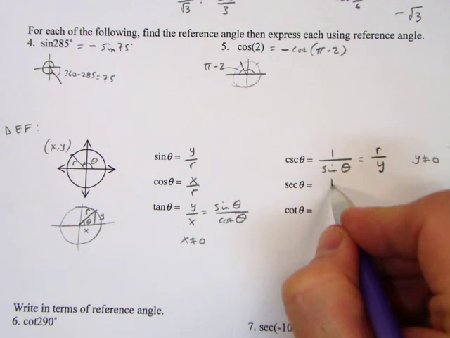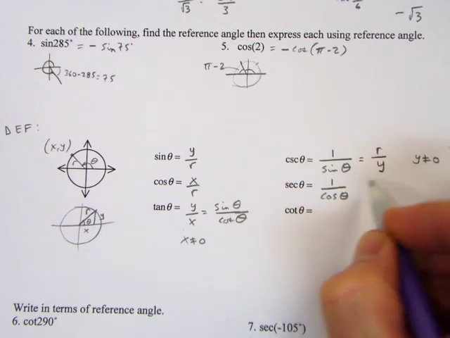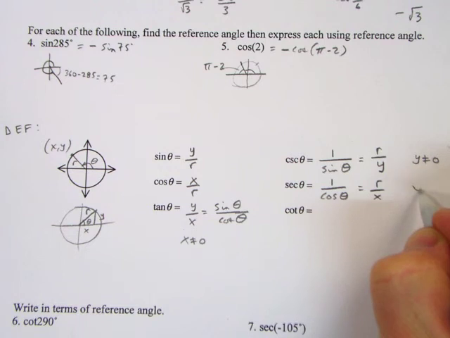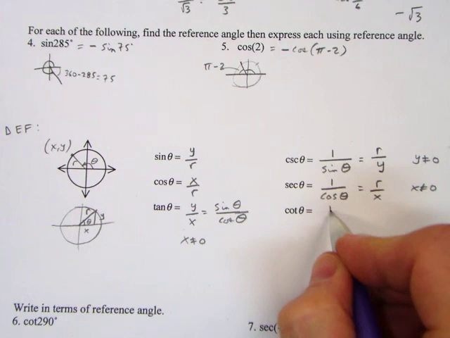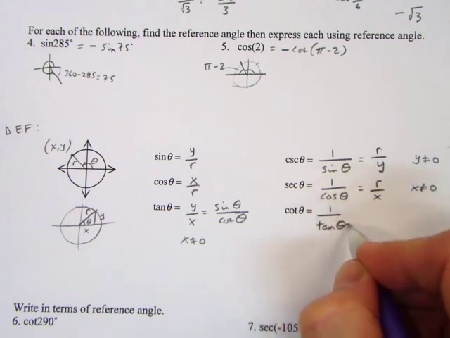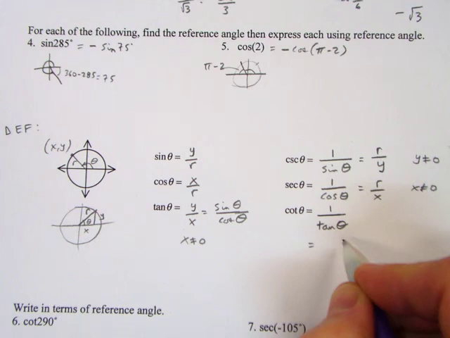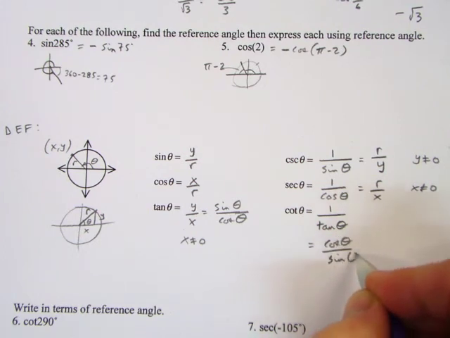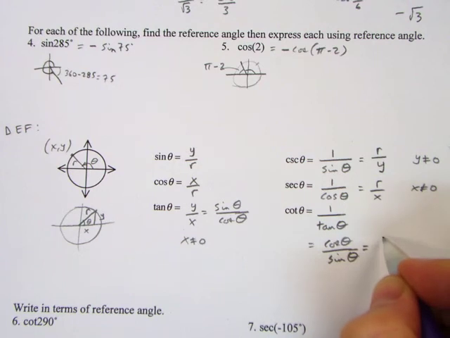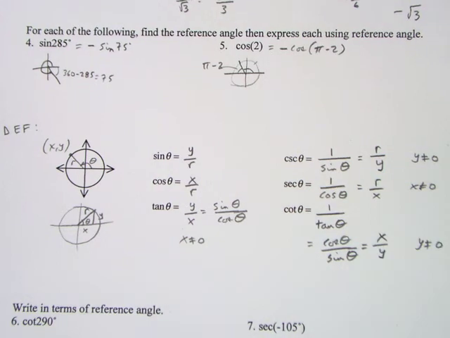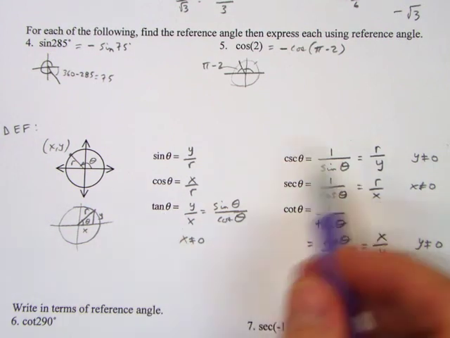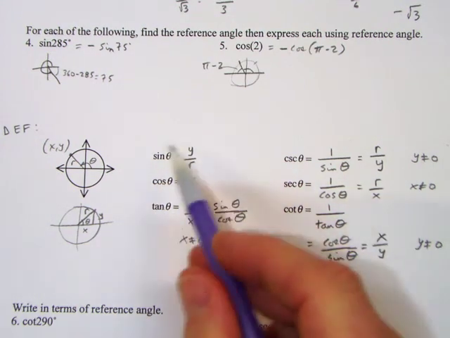Secant is going to be 1 over the cosine of theta, so that will be r over x, and x cannot equal 0. And then cotangent can be written as 1 over tangent theta, which is the same thing as the reciprocal of tan, or cosine of theta over the sine of theta. In terms of our letters, it could be written as x over y, and here y cannot be 0. So all the trig functions can be related back to our sine and cosine.